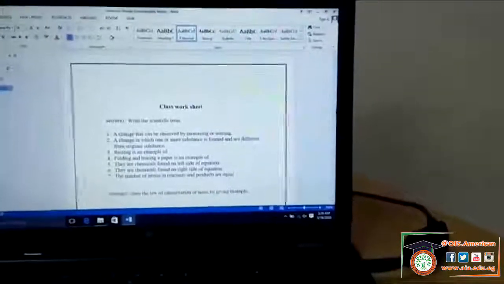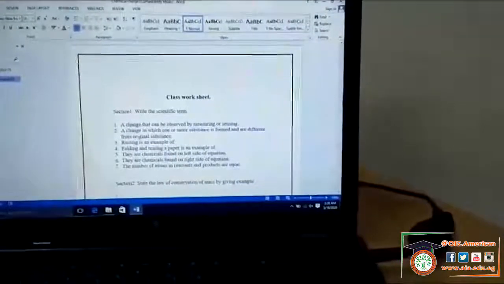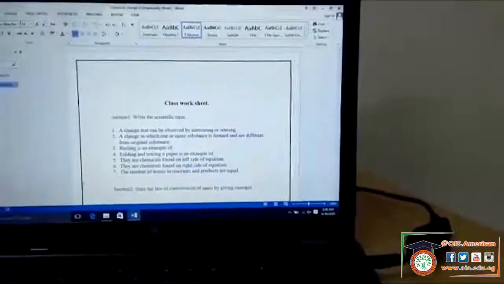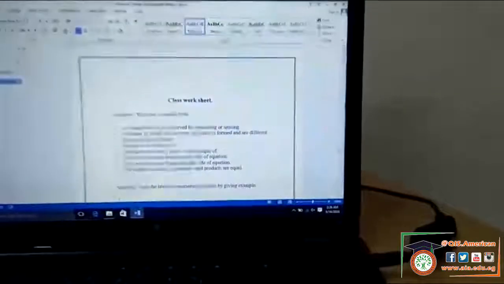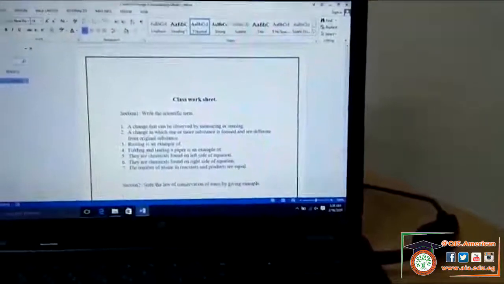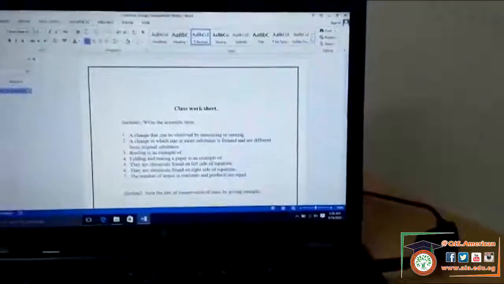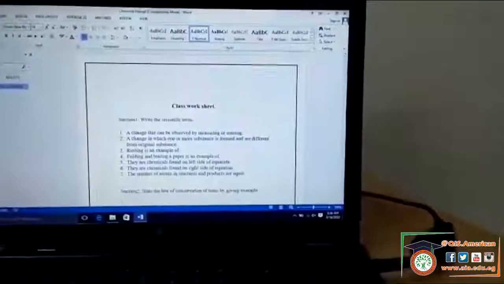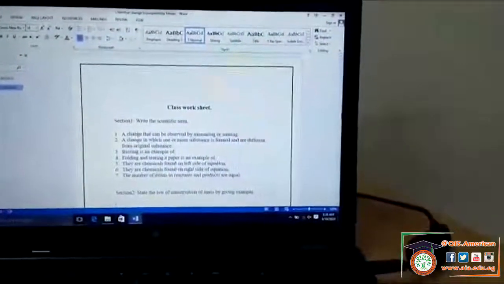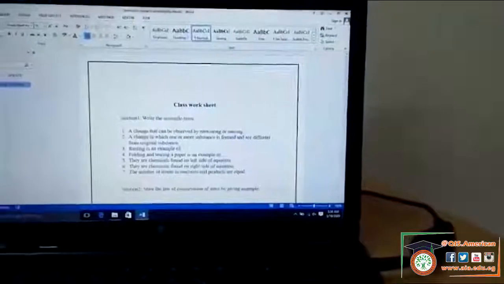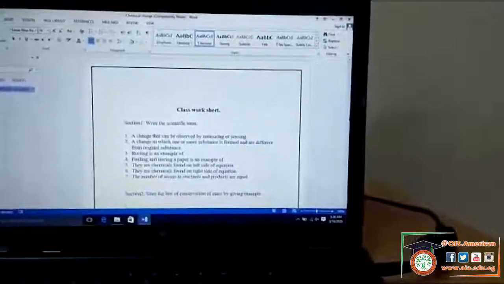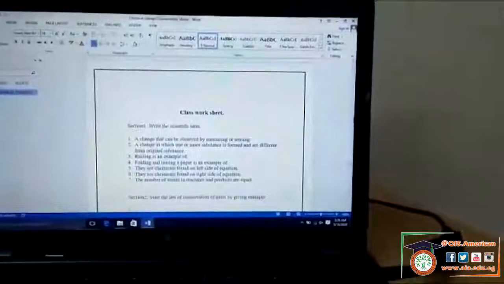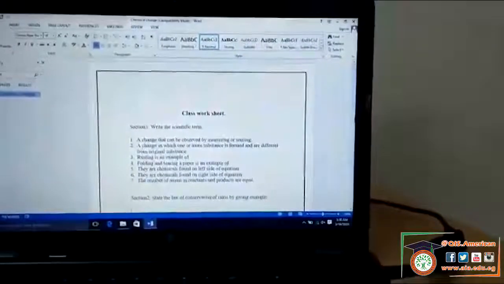Number one, a change that can be observed by measuring or sensing. When we have a piece of paper and we cut it into small pieces, fold it or tear it, it's still the same, it's still a paper. It does not change into another thing. Also, when we are measuring the mass, all of these are physical change. So number one, a change that can be observed by measuring or sensing is physical change.